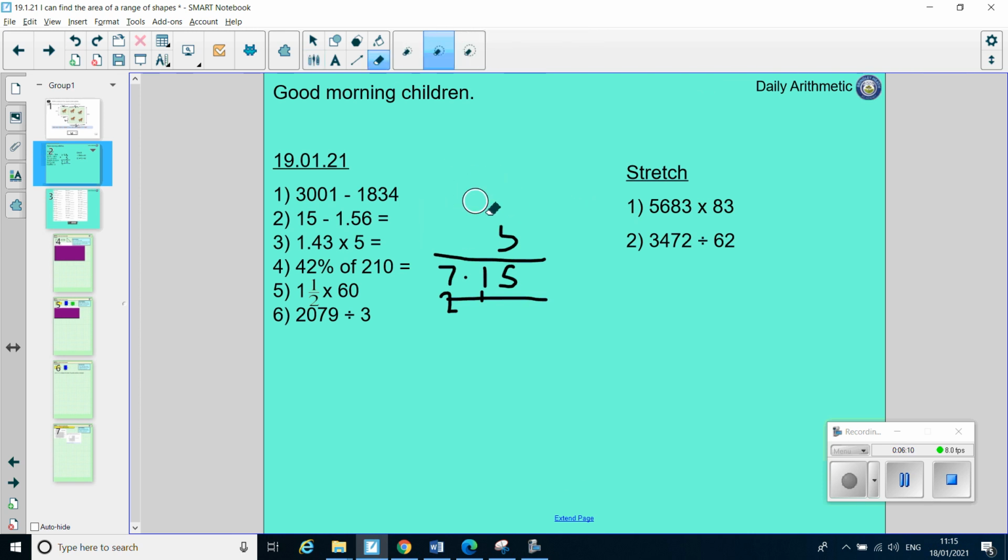Okay, question 4, we've been doing these for a couple of weeks now. The question says, what is 42% of 210? First of all, I need to find 1% of 210. So remember, to find 1%, you divide by 100. So 1% is 2.1, and then I need to do 2.1 times 42. So the answer that I should have got is 88.2.